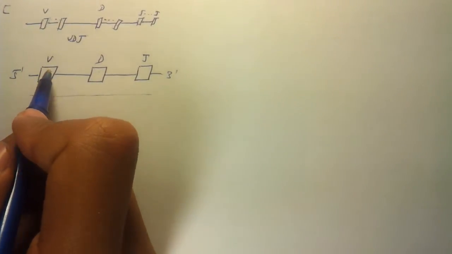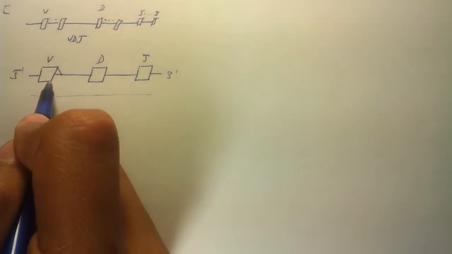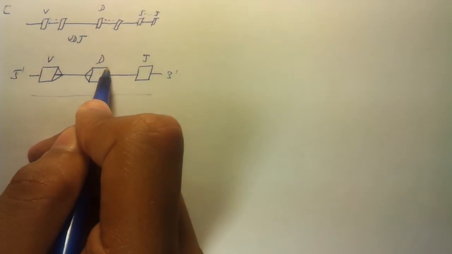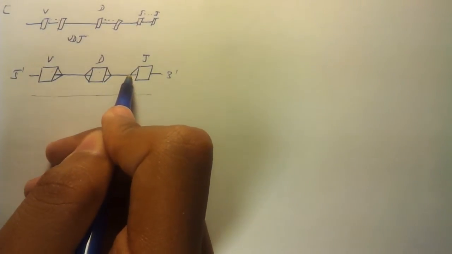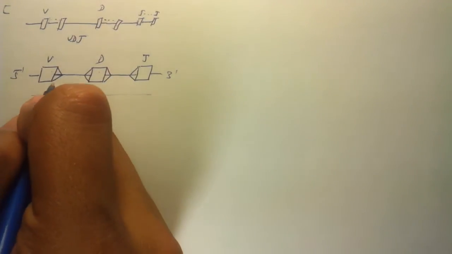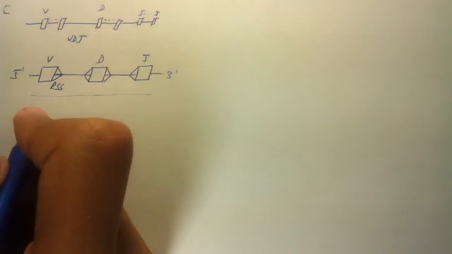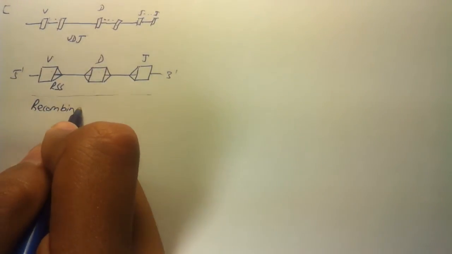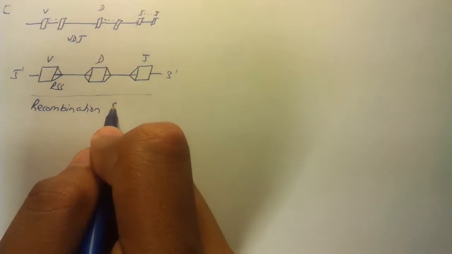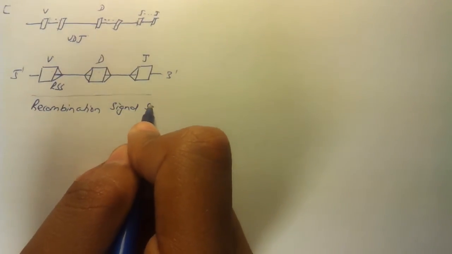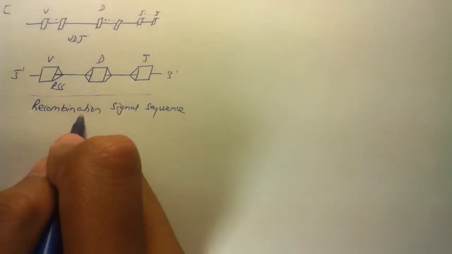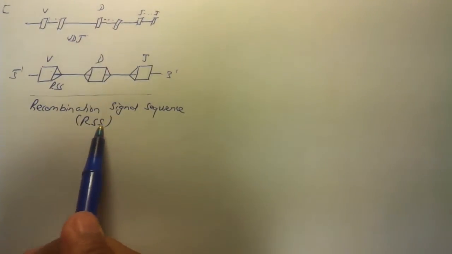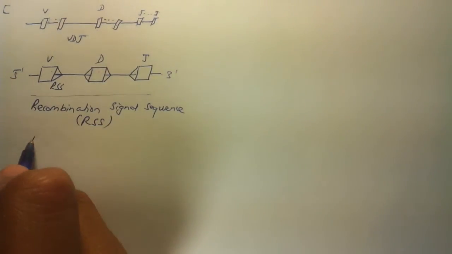So what happens is, we have a few sequences that I'm gonna draw by an arrow, and these genetic sequences are called RSS, or recombination signal sequences, or RSS. And these sequences code for a group of proteins which are called recombinases.